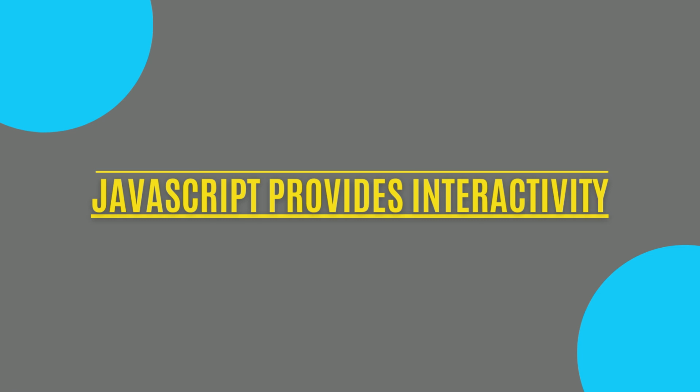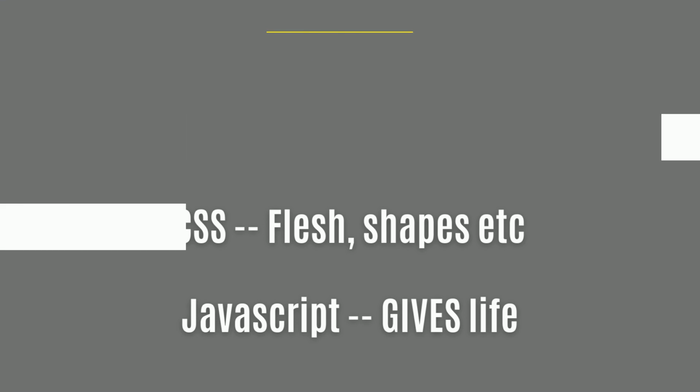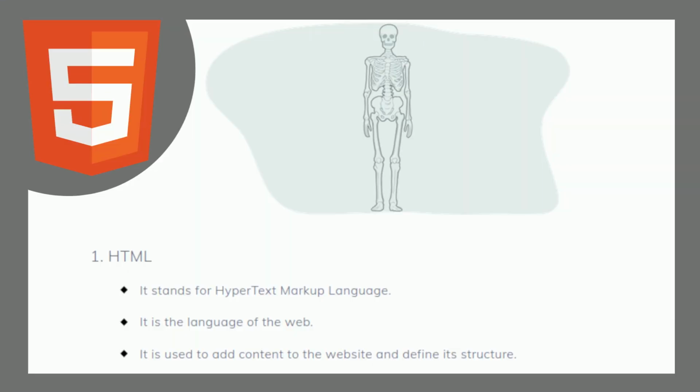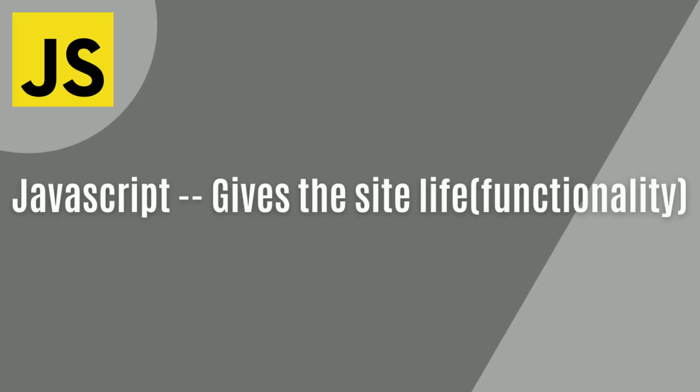JavaScript provides interactivity. Maybe just to compare the three languages with the human, the HTML is just like the backbone of a human. The structure, the backbone. Then the CSS is like the flesh that gives the looks. Then the JavaScript gives it the functionality. That's just maybe if you compare the three languages used to build a web, and they both perform as one to achieve a particular goal.